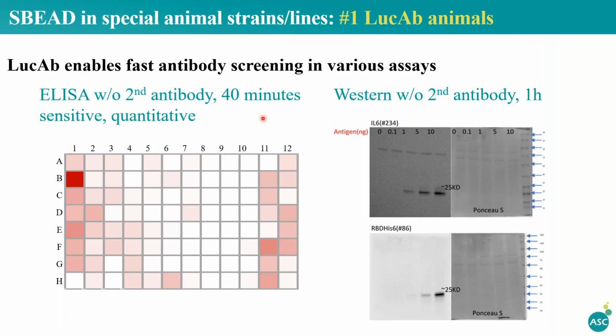This is especially helpful. A typical ELISA assay using the LucAb can be completed in less than 40 minutes with only one washing step. A typical Western blot using the LucAb takes less than 1 hour, again using only one washing step. The result shown here is that the LucAb luciferase can detect antigen as low as 1 nanogram. The sensitivity is probably not as high as the best regular Western blot, but is enough for most antibody screening assays, especially during the antibody discovery stage.